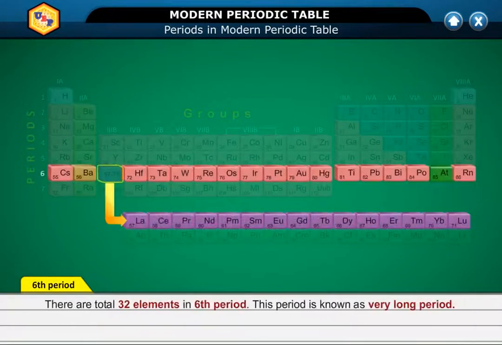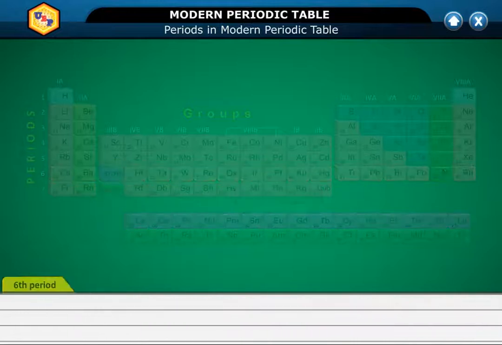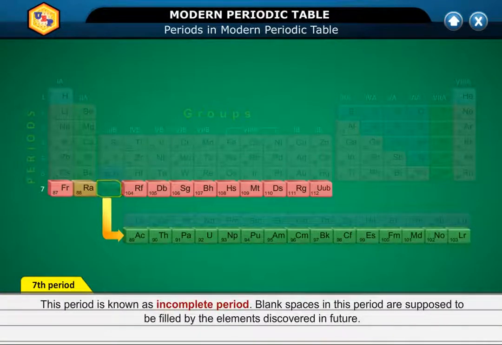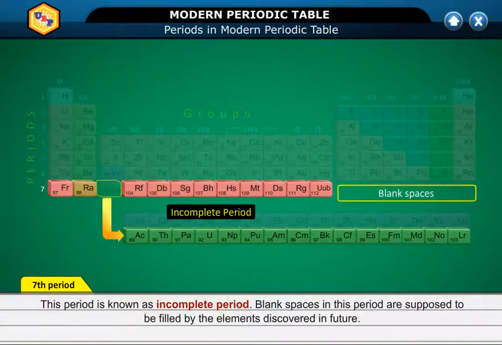Sixth period. There are a total of 32 elements in the sixth period. This period is known as the very long period. Seventh period. This period is known as the incomplete period. Blank spaces in this period are supposed to be filled by the elements discovered in future.